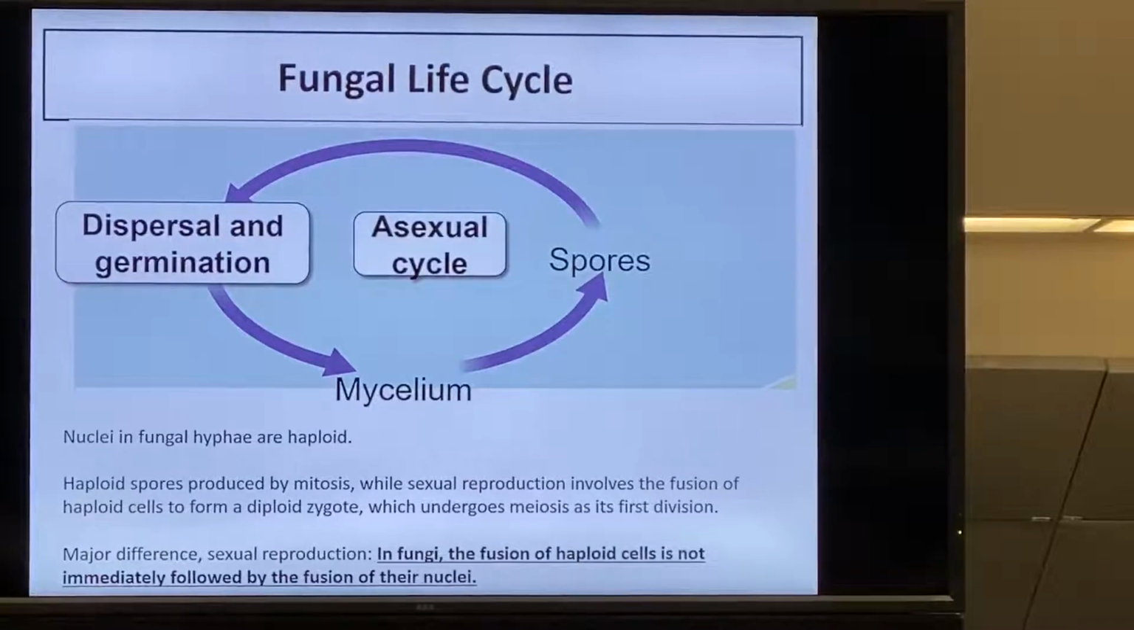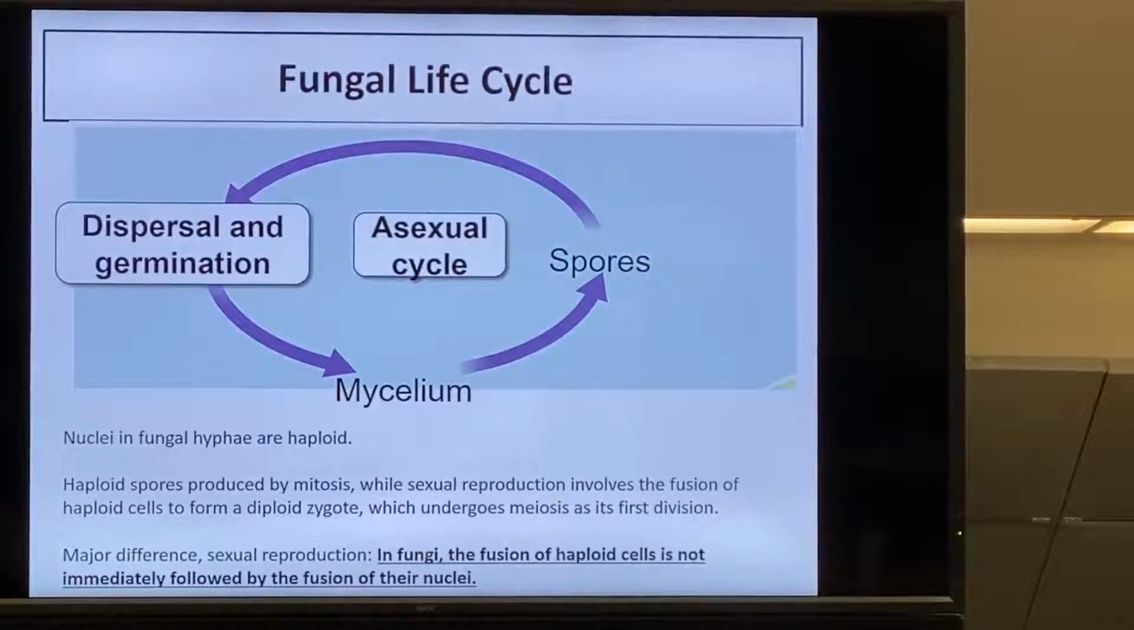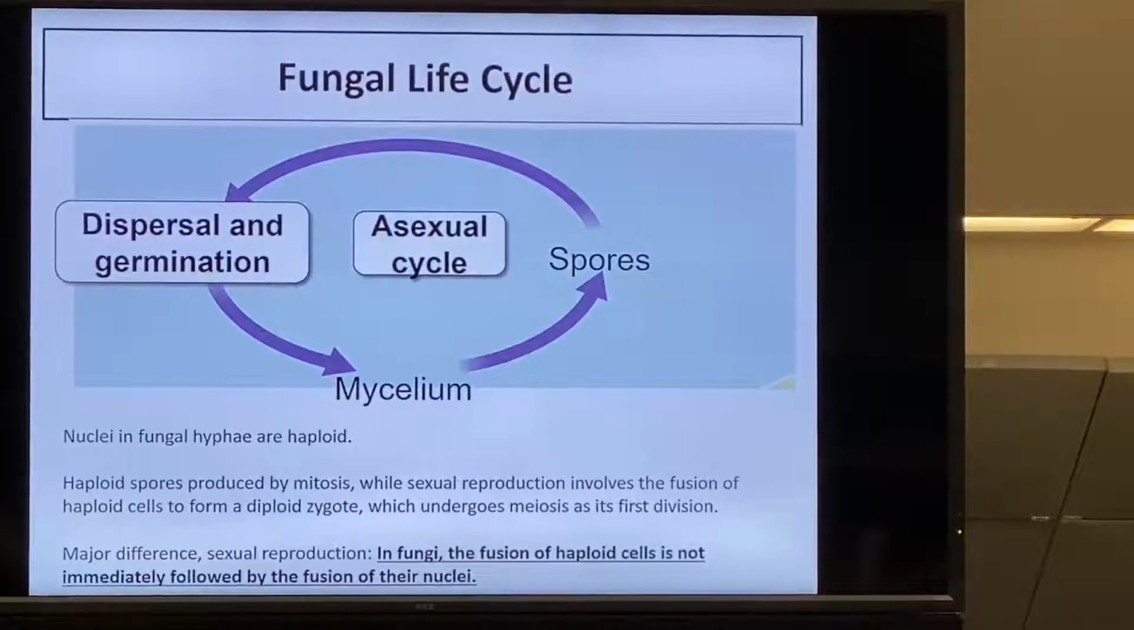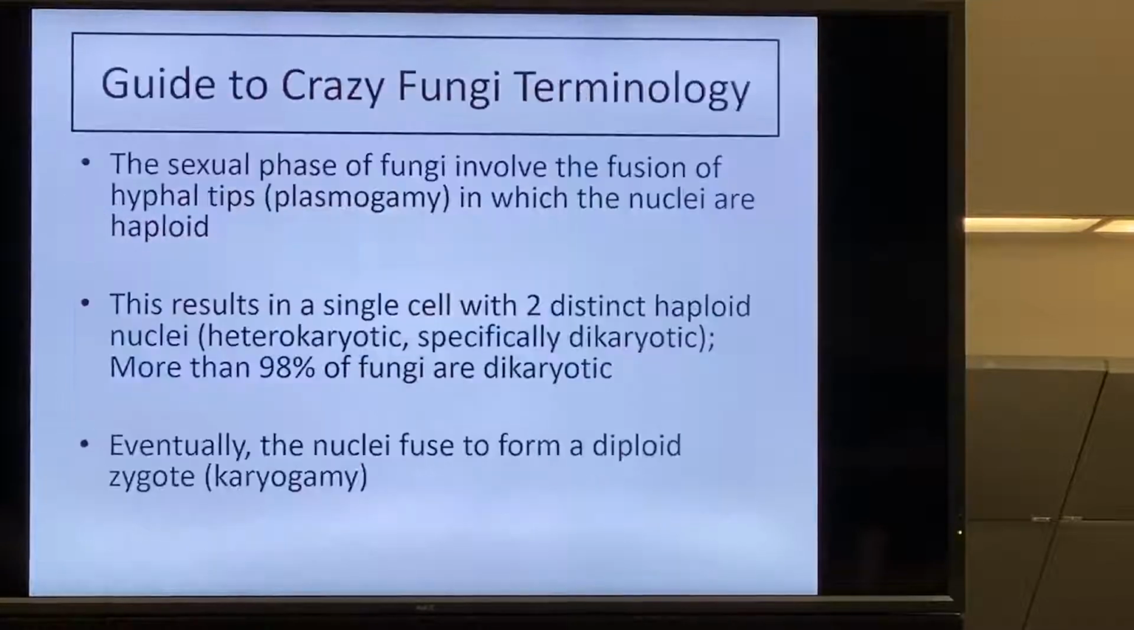Now here, there's a difference between the asexual cycle and sexual reproduction. The fusion of haploid cells is not immediately followed by the fusion of their nuclei. And there are differences in timing based on the type of fungus we're talking about. We're not going to harp too much on that, so don't worry.